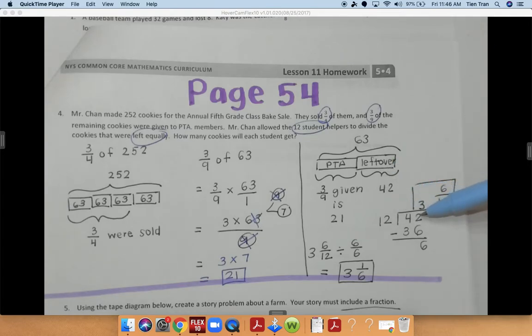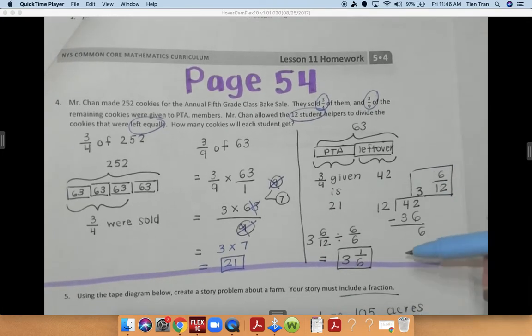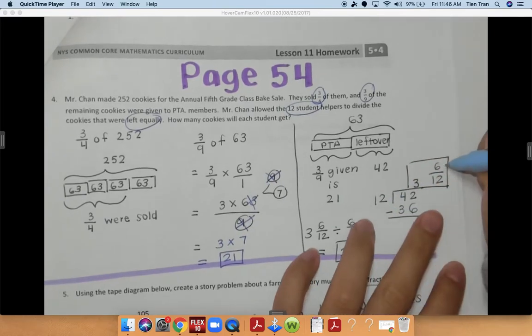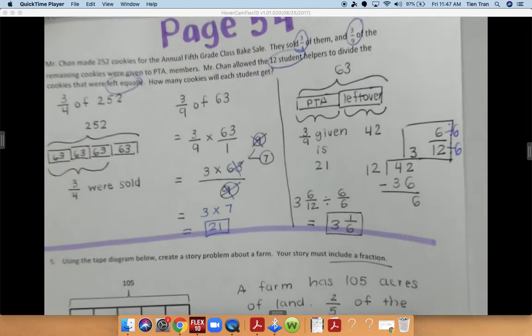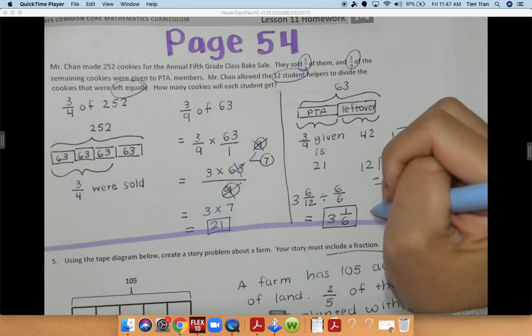So 12 can go into 42 3 times. 12 times 3 is 36. 42 minus 36 is 6. So my remainder is 6 and my denominator is 12, which gives me 3 and 1/6, because I can divide the top and bottom number by 6. So I get 3 and 1/6 as my final answer. That's how many cookies each student will get.